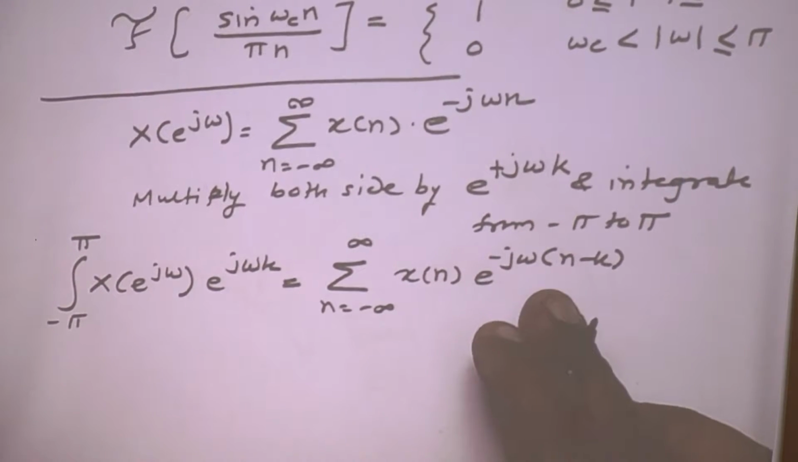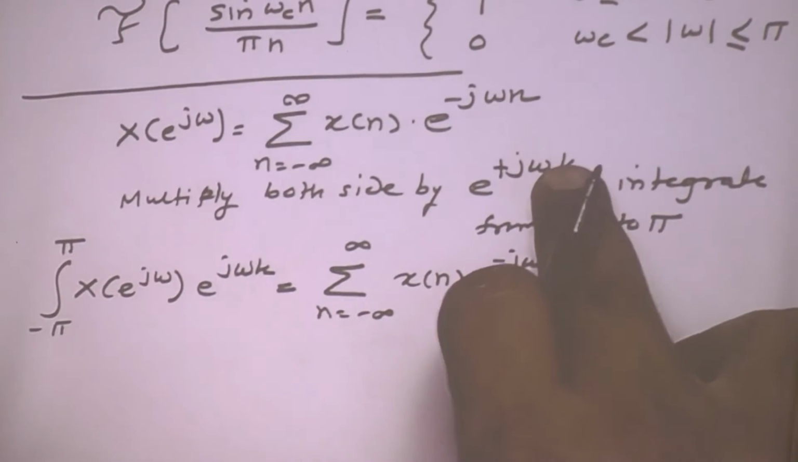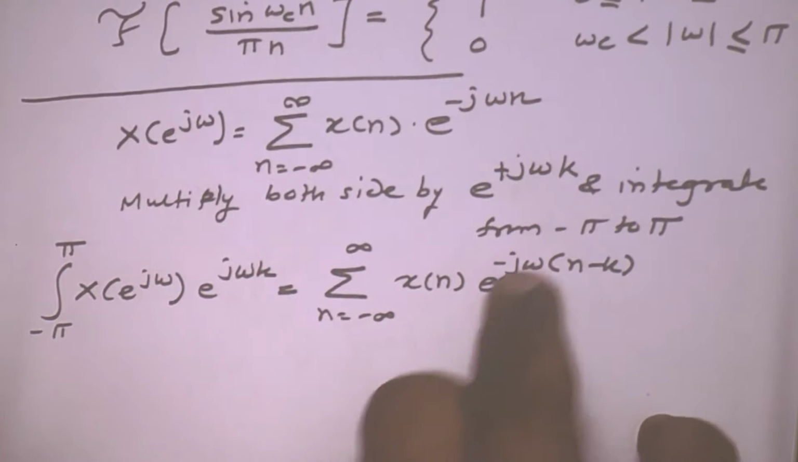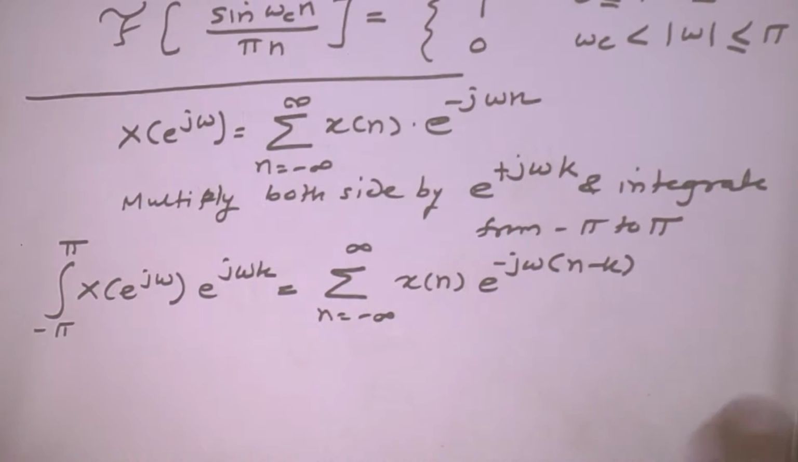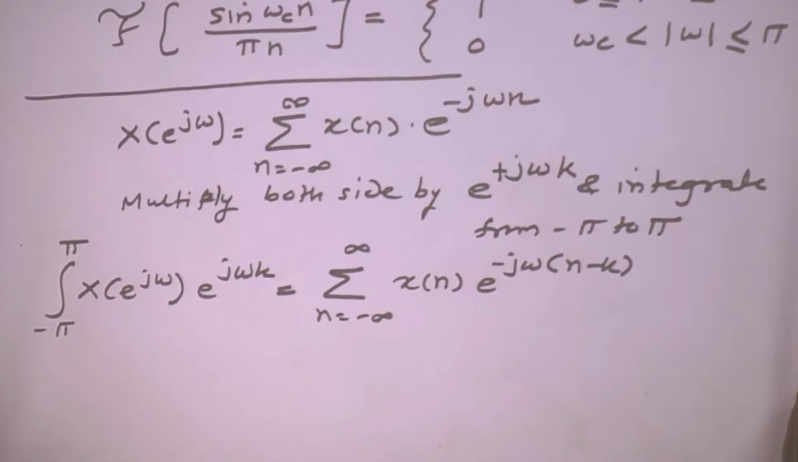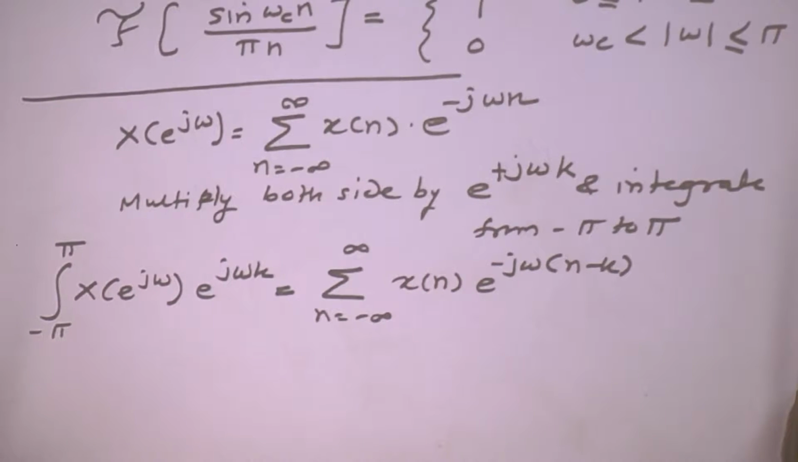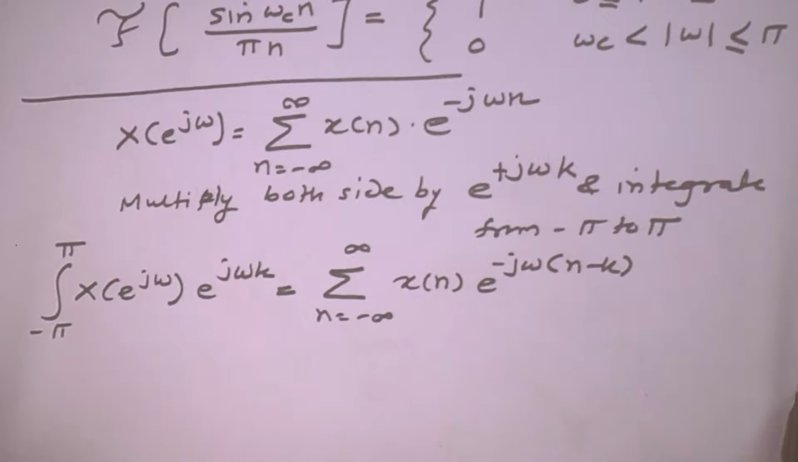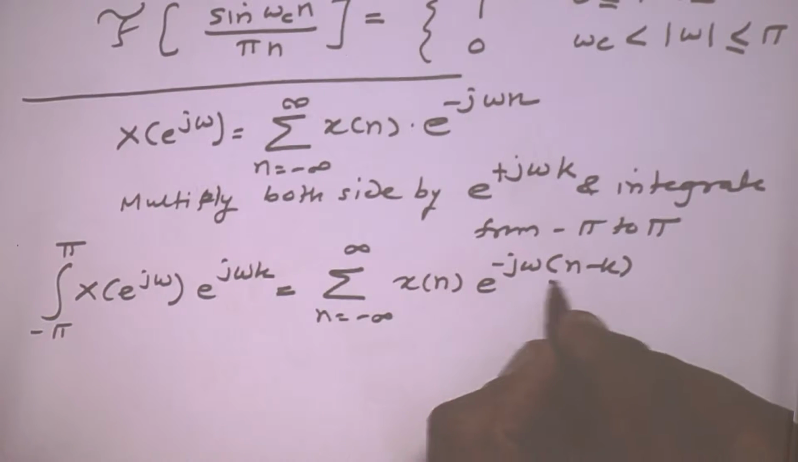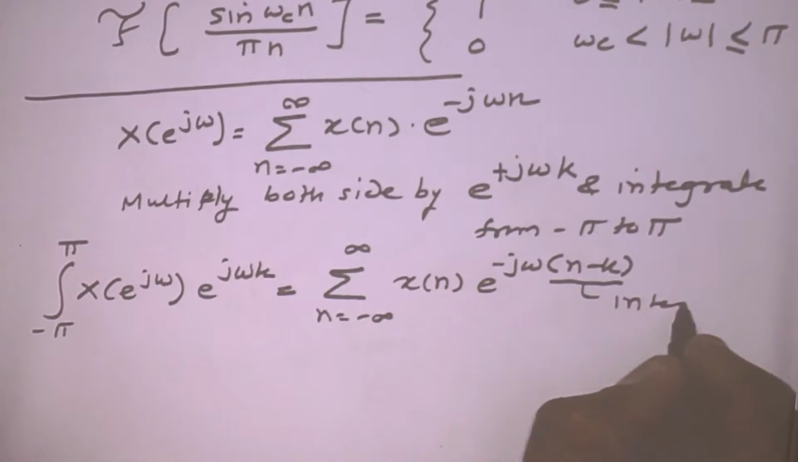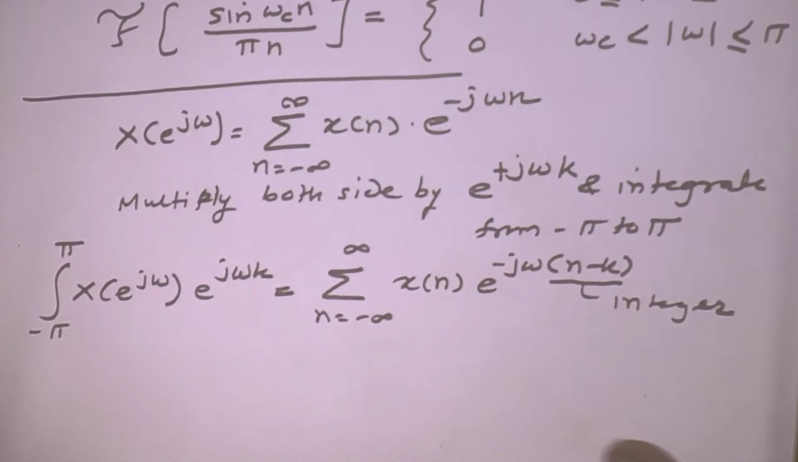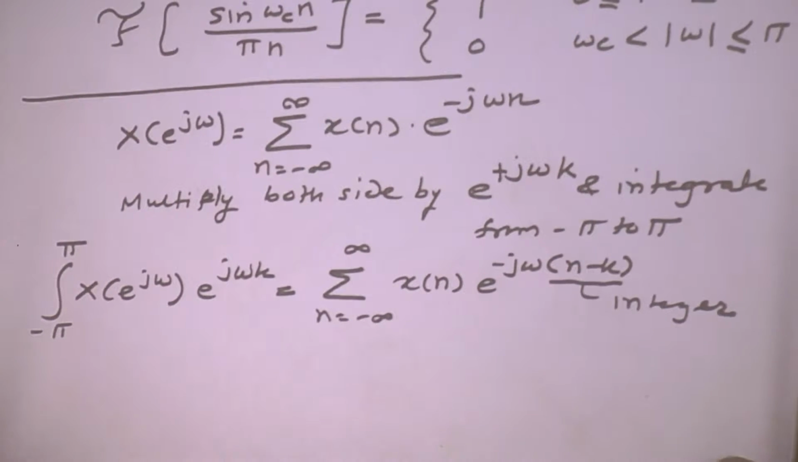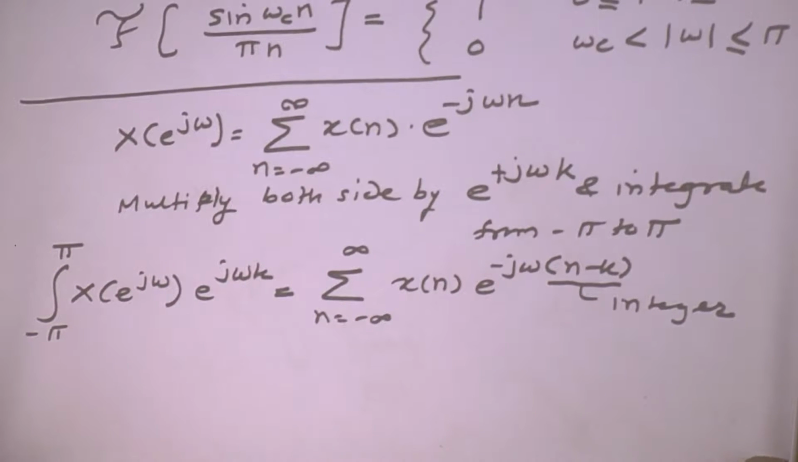I have skipped one step. E to the power j omega k was absorbed in this. This is e to the power minus j omega into minus k, which is e to the power plus j omega k. N minus k is going to be an integer all the time.